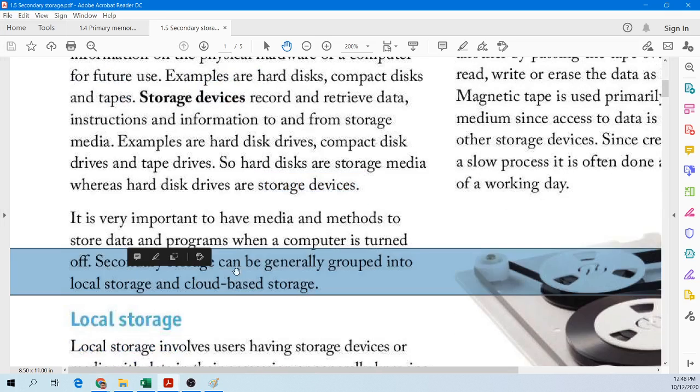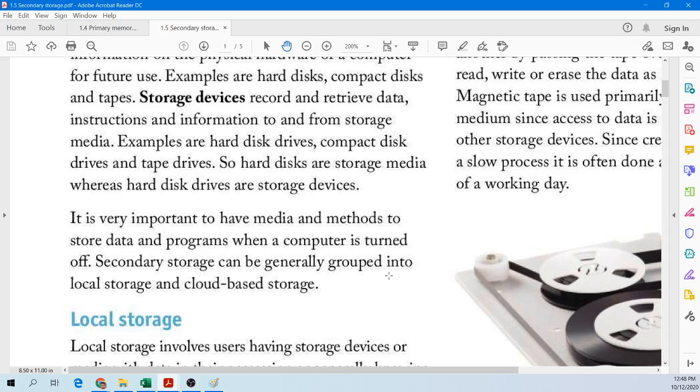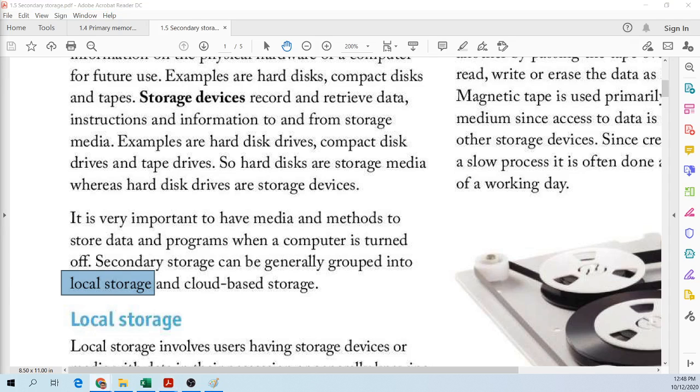Right, now when it comes to secondary storage, we have two groups of secondary storage. We could either have local storage. So when you hear the word local, what does that mean?